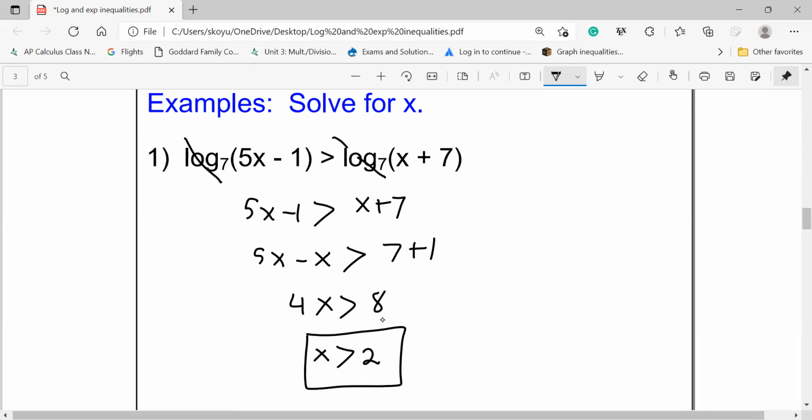X bigger than 2 needs to be checked, right? Because, like I said, we could have a problem with the inputs. Now, x bigger than 2, well, you can pick, for instance, 3, right? 3 plus 7 is positive. 5 times 3 minus 1 is positive. So 3 is not the smallest, but one of the numbers here I could check. Since it satisfies for this number, then for any other number, it's going to be fine. So therefore, the solution is just going to be x bigger than 2, so that's 2 to infinity.